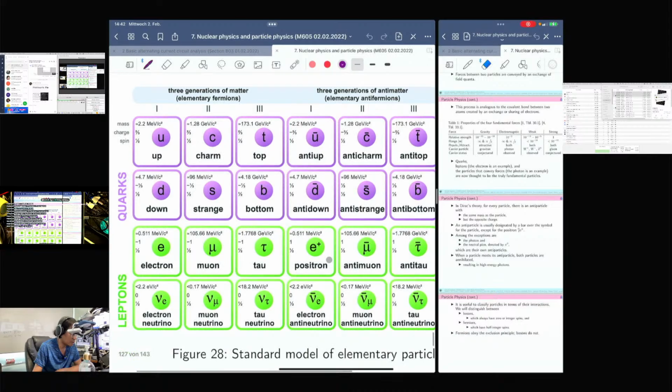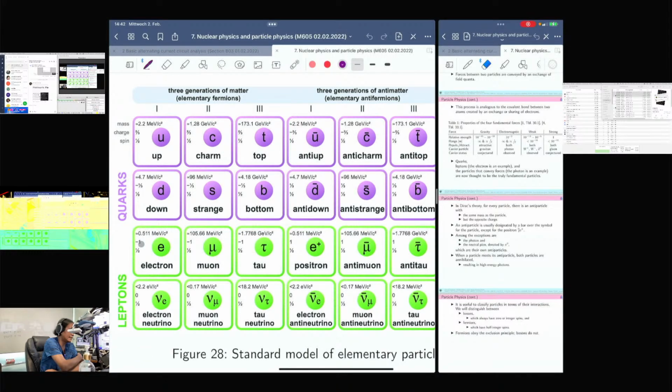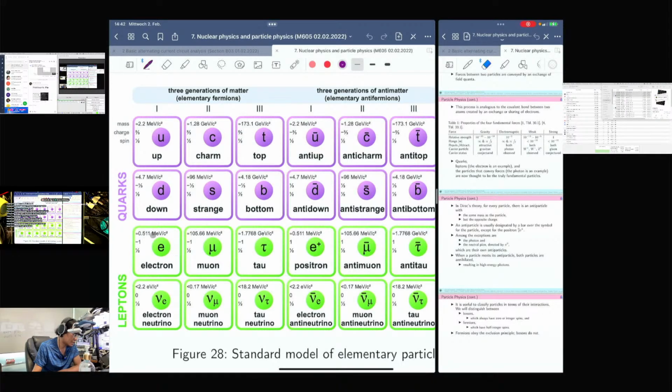The electron has a charge of -1, because 1e is the quantity of the electron charge, but it's negative because the electron has a negative charge. The positron has the same mass, 0.511 megaelectron volt per c square, as the electron, but the charge of the positron is +1.